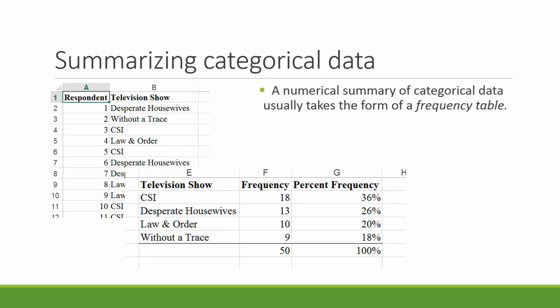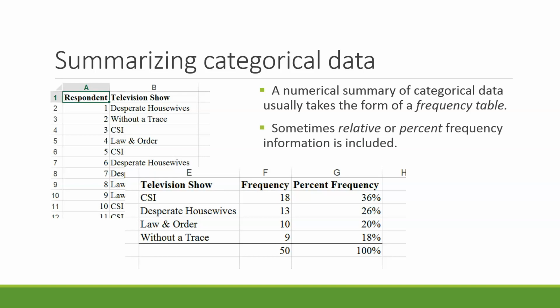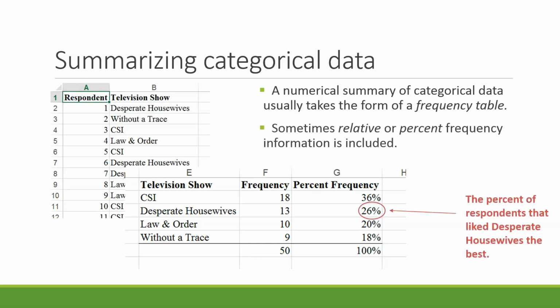Sometimes when we're constructing a frequency table for a categorical variable, we include relative or percent frequency information. So there's another column now added here that shows the percentage of respondents that liked these different shows the best. And you'll notice that that percent frequency adds up to 100. And the total number of respondents in the study is the sum at the bottom of that frequency column. So there were 50 respondents in the study. 13 of them liked Desperate Housewives the best. That's 26% of the respondents in the study.